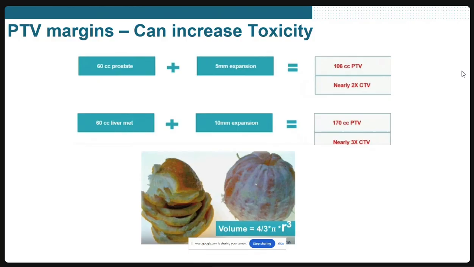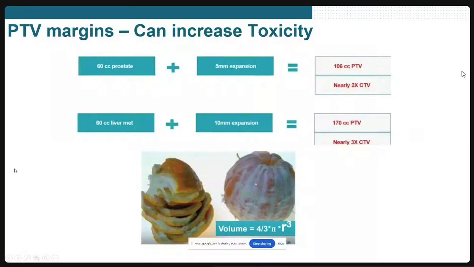Not only that, is there any other advantage you get? Yes, no doubt on that. If you are going to treat a 60 cc prostate, and if you're going to give a 5 mm margin, the PTV is going to be 106 cc. Please note that 106 cc is the area you treat, but the clinician would like to treat only 60 cc. You really add almost 90% of what you want to treat. You add that 90% extra volume and treat the patient. So it's quite a lot of area we treat.